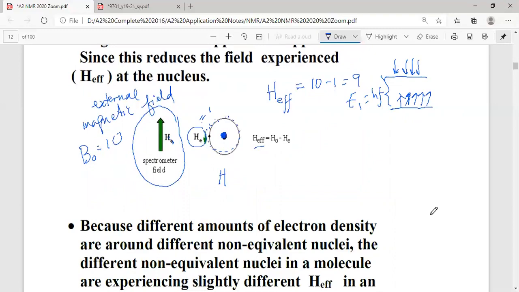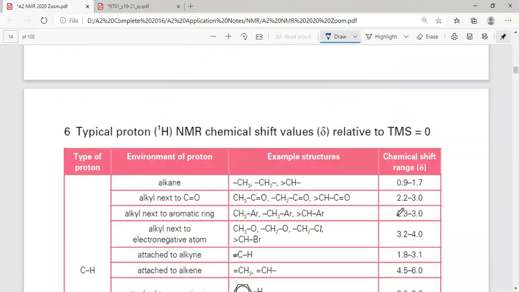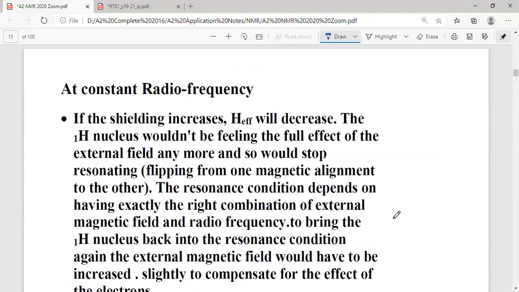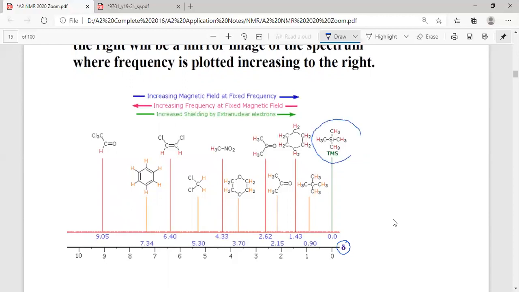Now I go to this part, which is a key part. This is the Tesla axis, this is the reading. TMS here, of course, has a reading, but we take it as 0. Like hydrogen has some electrical pull because its electronegativity is 2.1, but we take it as 0 for inductive effect.